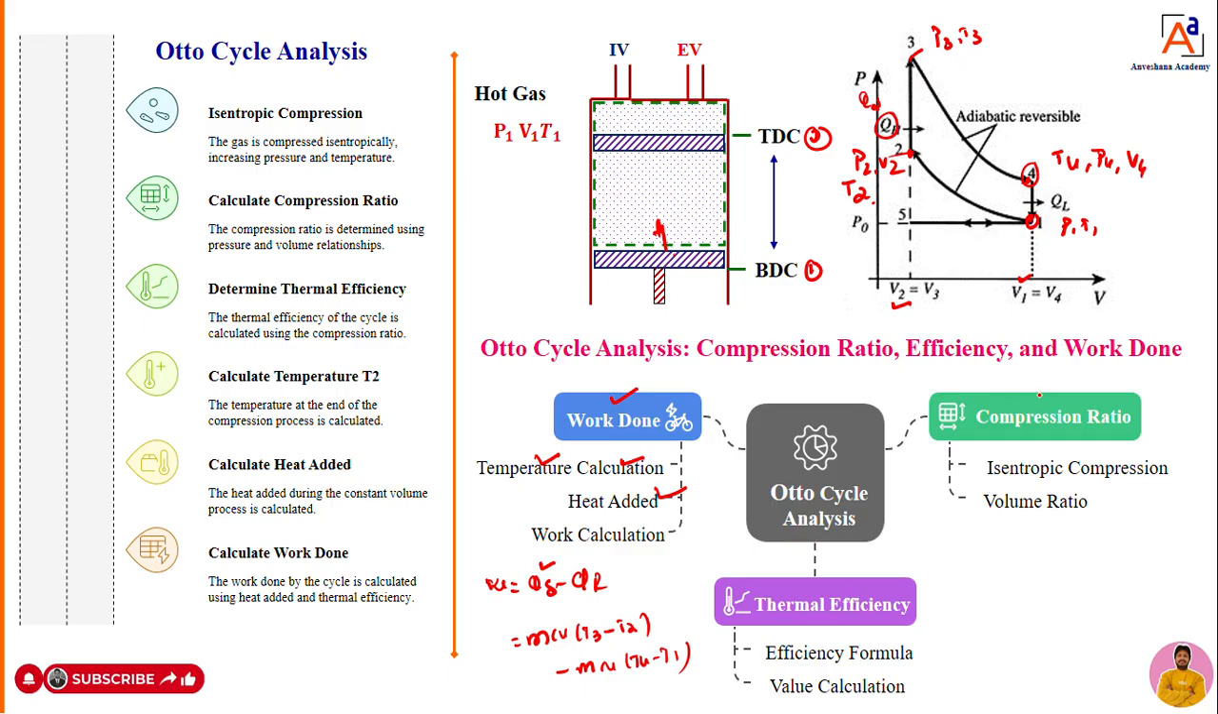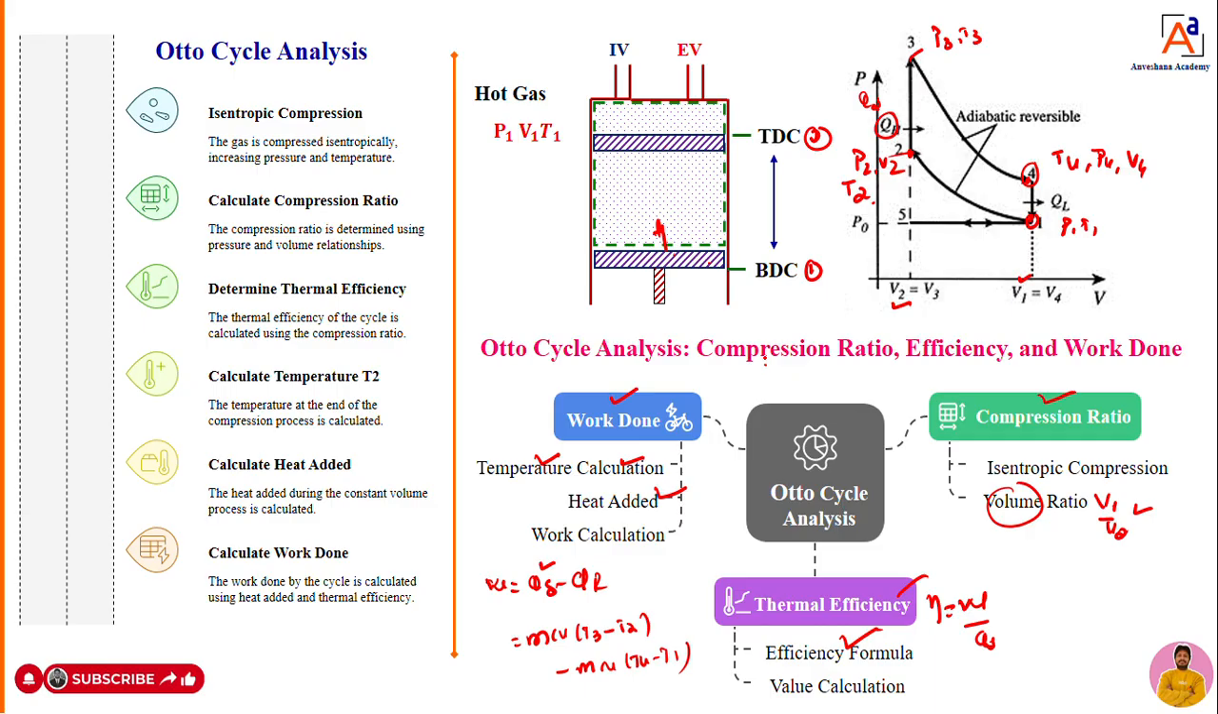Then he is asking to calculate the compression ratio. To calculate the compression ratio, we require the volume ratio. What is that volume ratio? V1 by V2. Then once you know the work done and the heat supplied, I can calculate the efficiency, which is the ratio of work done to the heat supplied. This is the problem analysis. Now I have done the analysis of the problem, and we understand what he has given and what we need to find.